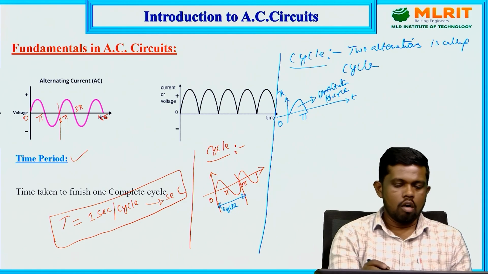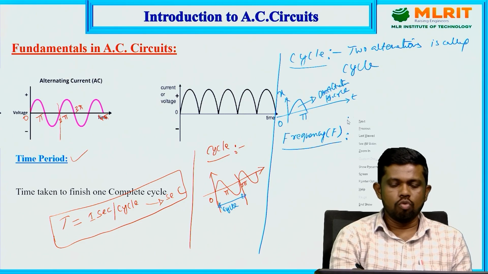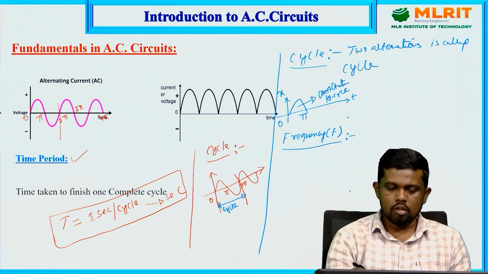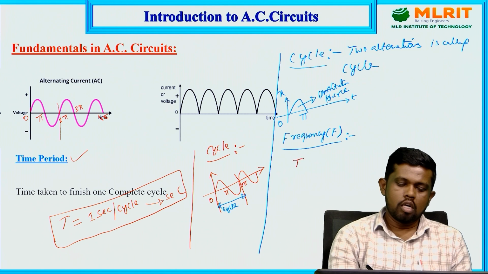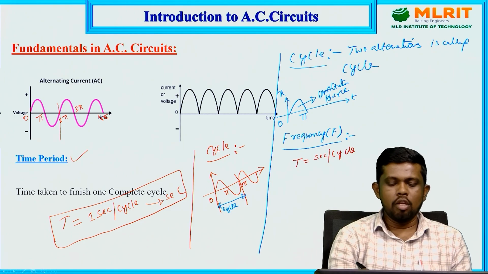The next one is frequency. So we have to define frequency from the time period. It is always denoted by capital F. We need to do some mathematics here. The time period, we know that T equals seconds upon cycles. That is, how much time in seconds it takes to finish one cycle is called the time period. We have already discussed it.